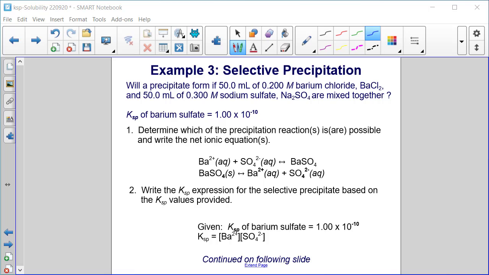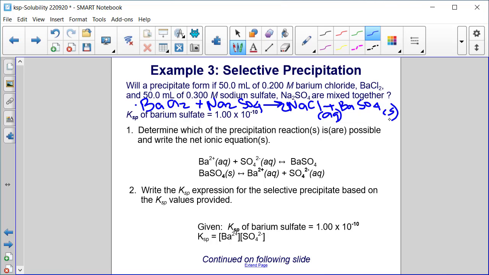All right, so step 1, let's determine which precipitation reactions are possible. If we are mixing barium chloride and sodium sulfate, what can we produce? We can produce sodium chloride and barium sulfate. We know that sodium chloride is always soluble with that group 1 metal. But we could form a solid with the barium sulfate.